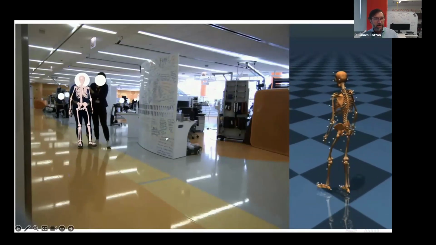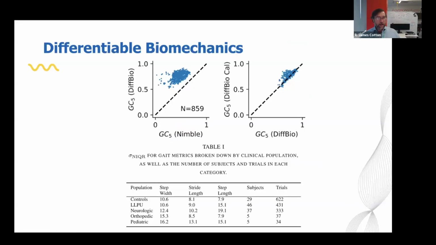And you can see here it's tracking this person quite nicely. And when we really go and quantify the performance, we can look, for example, at a number of spatial temporal gait parameters against an instrumented walkway for a large number of subjects in different clinical settings. And we see that typically most of our gait parameters are within 10 millimeters, sometimes 15 millimeters.